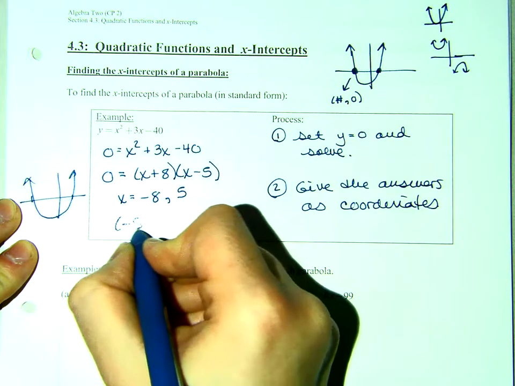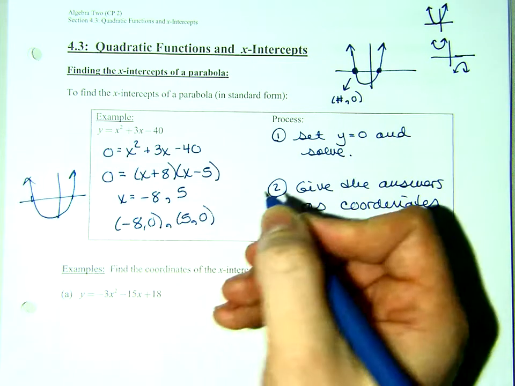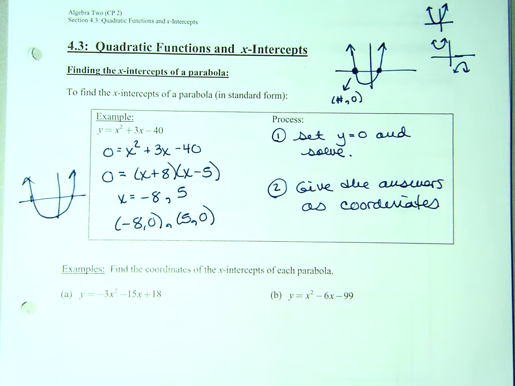My x-intercepts are negative 8, comma 0, and 5, comma 0. Because I knew the y value had to be 0, because that's how I found the x's in the first place. I plugged in 0 for y. That's all we're doing. We're figuring out where the y value is 0. We get a quadratic equation. Then we just solve.